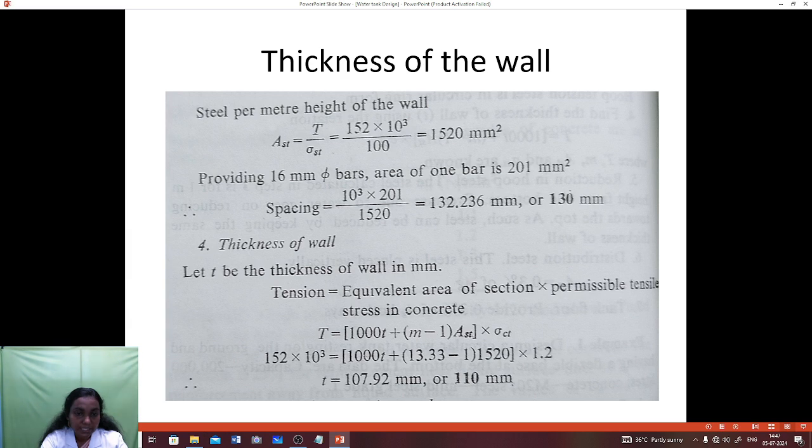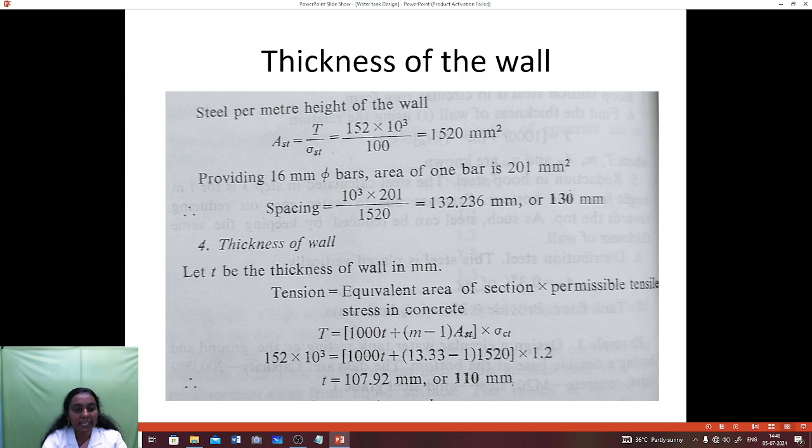Then spacing. Already we found the capital Ast, which means the area of steel in the concrete. So the spacing is small ast divided by capital Ast. Now my answer is spacing is equal to 132.236. Rounding the value, it is 130 mm. So we need to provide 16 mm diameter bar at 130 mm center to center distance.